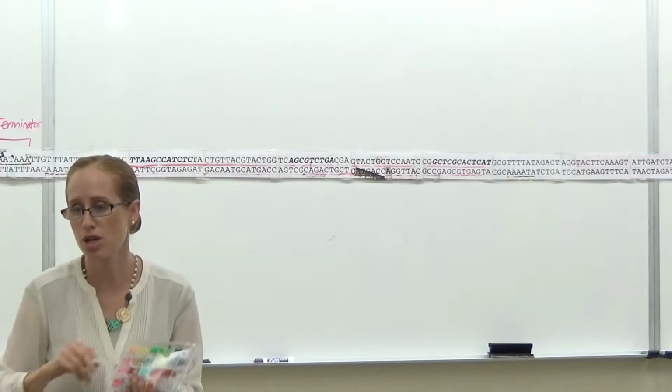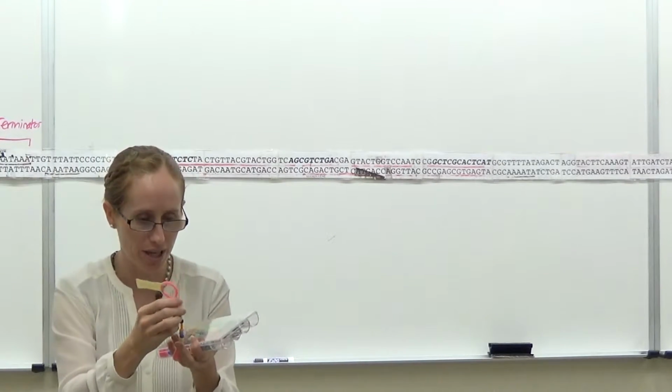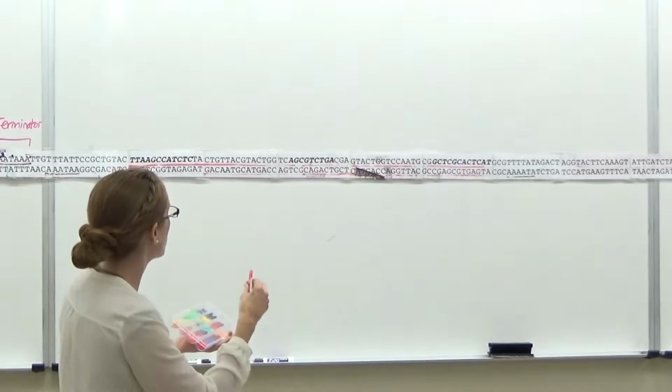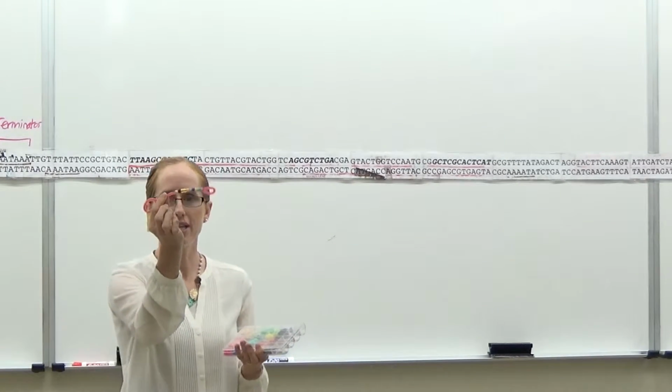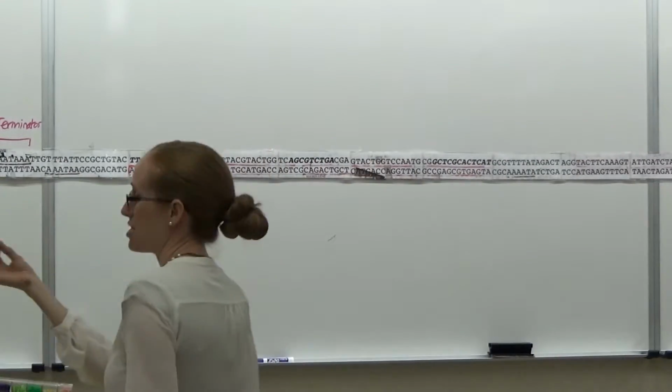All right? So they're stringing the beads, and you'll see that this is what it'll end up looking like. I don't know if you can see this. Okay, so beads on a string. This is our hemoglobin gene. So they're going to end up with something like this.